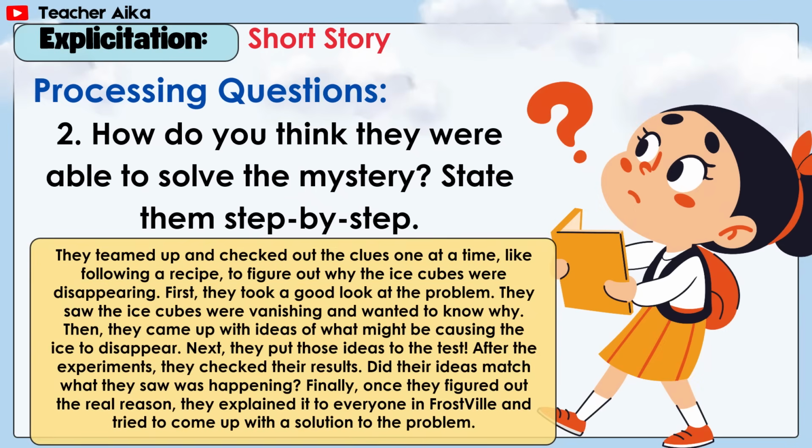Answer: they teamed up and checked out the clues one at a time, like following a recipe, to figure out why the ice cubes were disappearing. First, they took a good look at the problem. They saw the ice cubes were vanishing and wanted to know why. Then, they came up with ideas of what might be causing the ice to disappear.